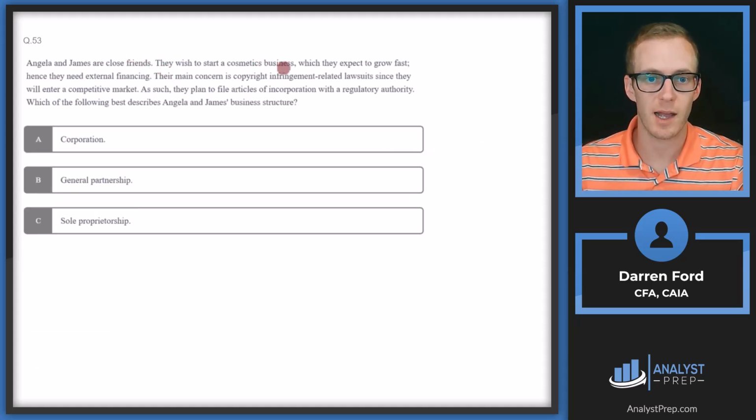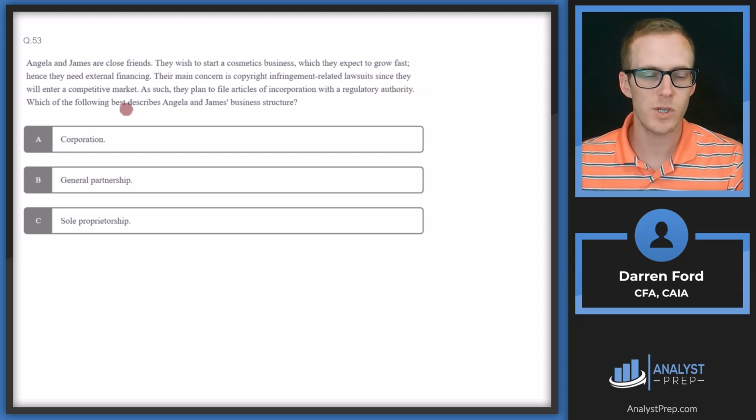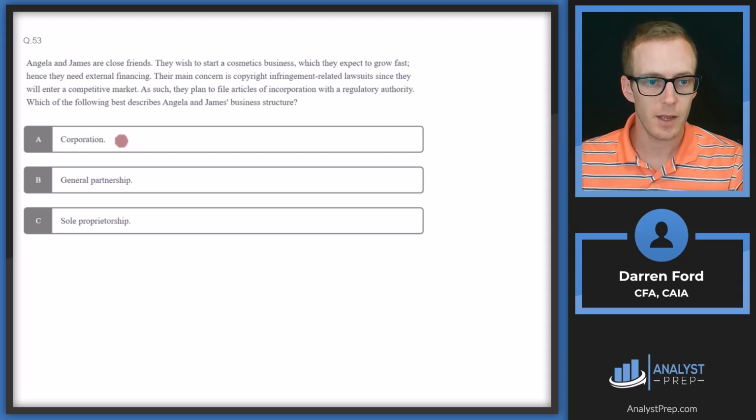Angela and James are close friends. They wish to start a cosmetics business, which they expect to grow fast. Hence, they need external financing. Their main concern is copyright infringement-related lawsuits, since they will enter a competitive market. As such, they plan to file articles of incorporation with a regulatory authority. Which of the following best describes Angela and James' business structure? Are they going to have a corporation, a general partnership, or a sole proprietorship?